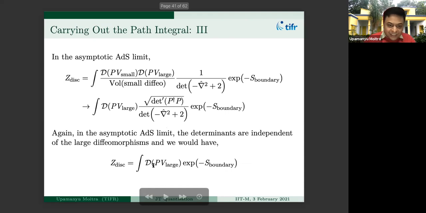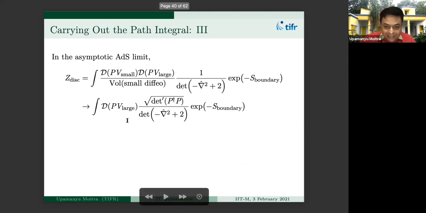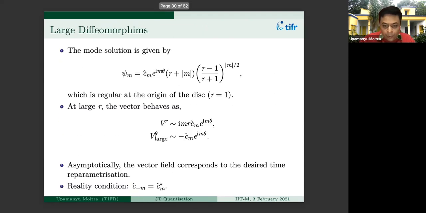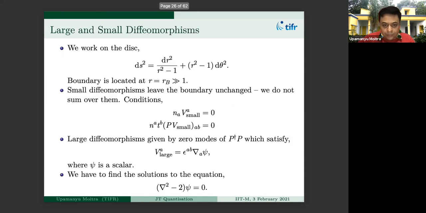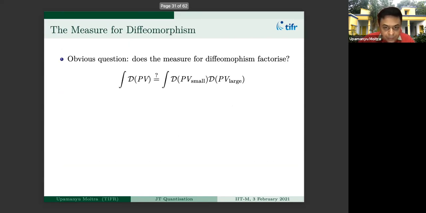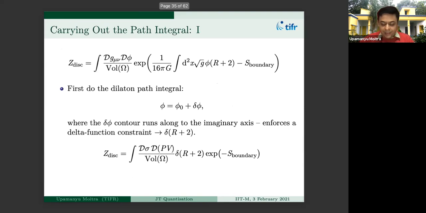So essentially, that's the point, because when we carry out the dilaton integral, the bulk part is set to 0. So there's no bulk integral here to do, because this dilaton multiplies this R plus 2 linearly.